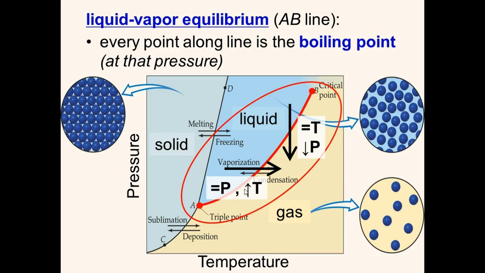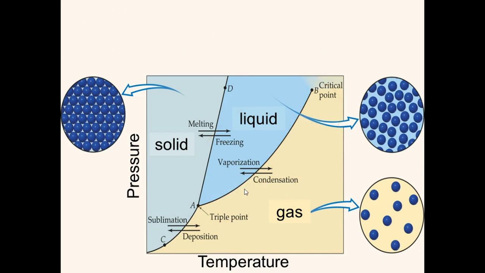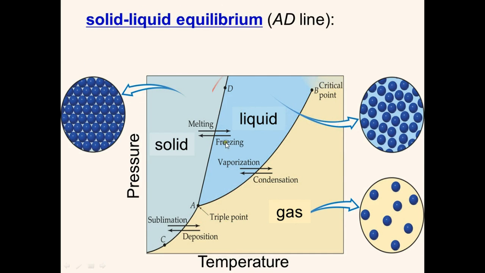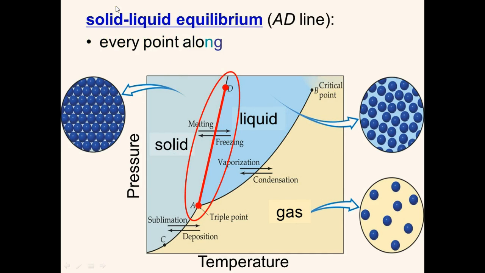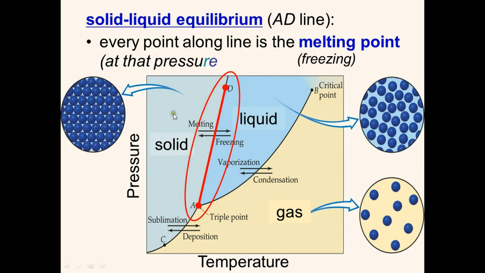And so now we're going to talk about another line called the solid-liquid equilibrium, and guess where it is? It's between the solid and liquid states. That's how they got the name. They're not really clever about these names. And so every point along this line, just like on the liquid-gas equilibrium line, is a melting slash freezing point.